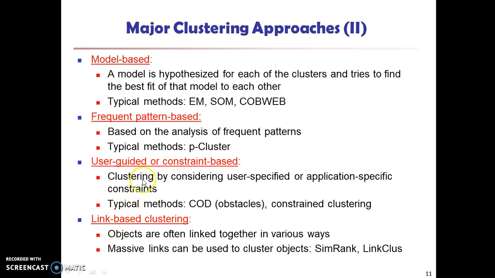And based on user guidance or constraints, the clusters will be formed: clustering by considering user specified or application specified constraints. Typical methods: COD and constraint clustering. And link based clustering: objects are often linked together in various ways. Massive links can be used to cluster objects, for example SimRank and LinkClus. These are all the bases of clustering.